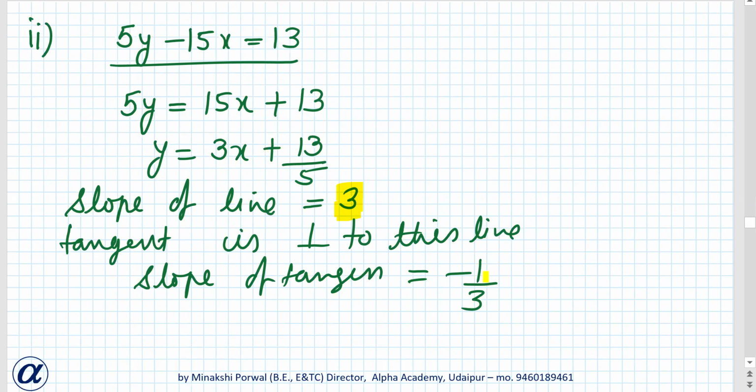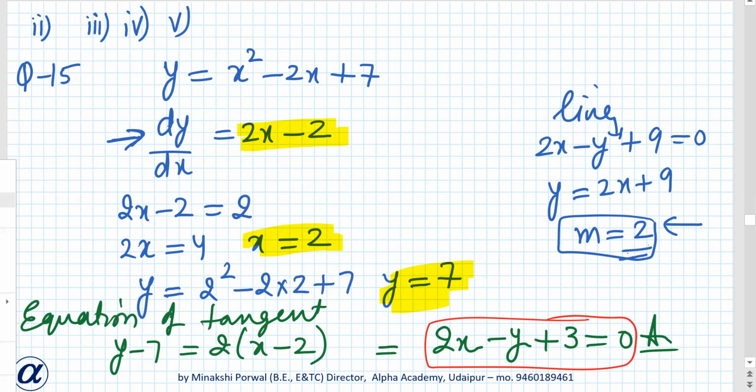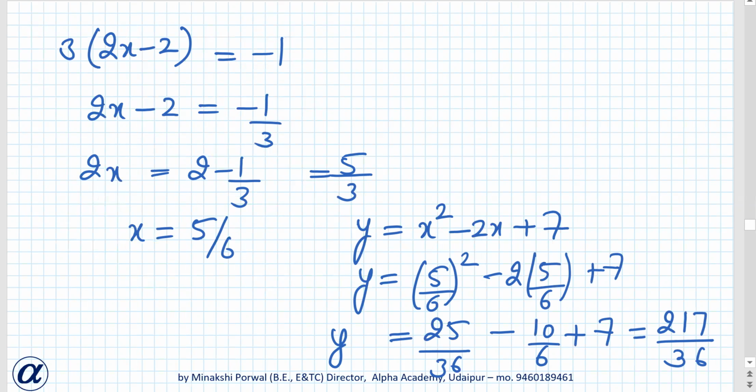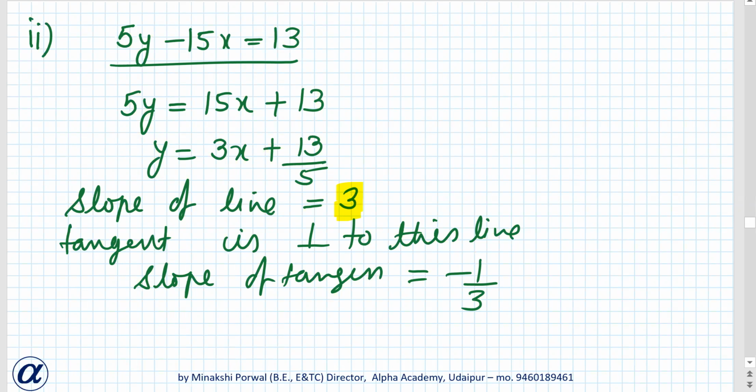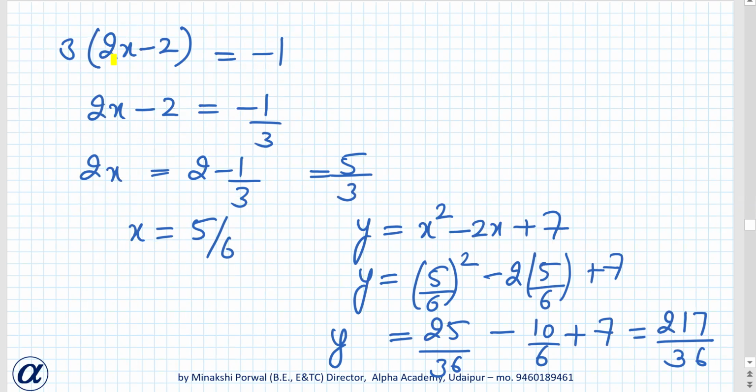So for that, what will we do? The dy by dx, the slope which we have found, that is 2x minus 2, and the slope of this perpendicular line, both m1 m2 equals minus 1. We'll put this relation and find the x coordinate.